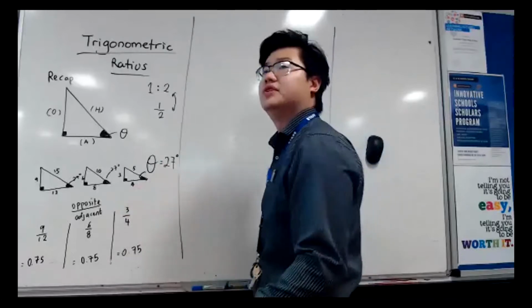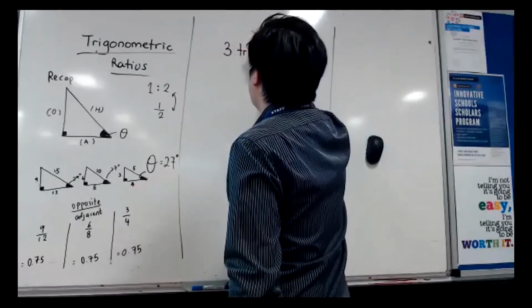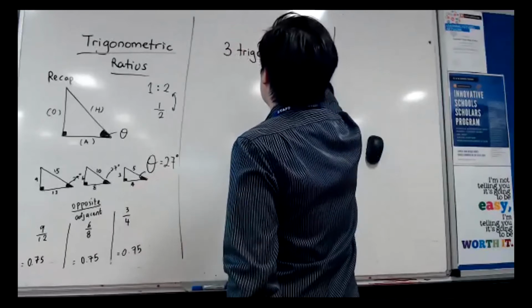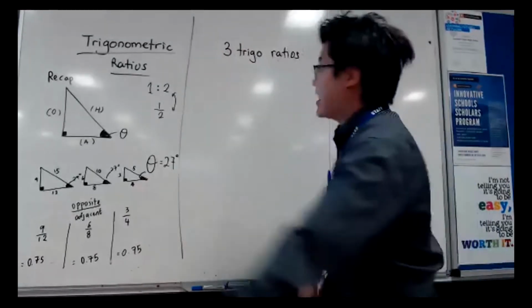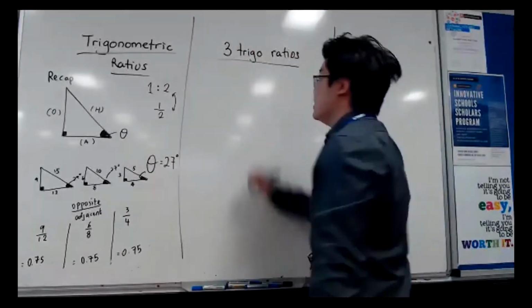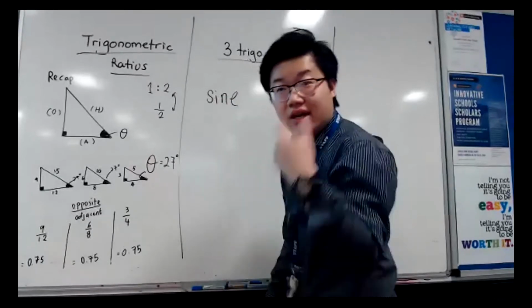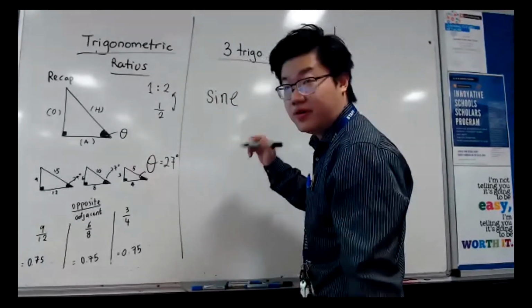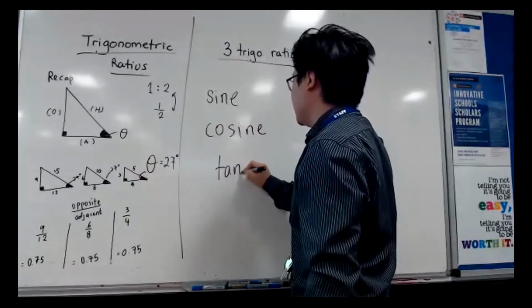Now, here comes the real deal. You have 3 trigo ratios. Trigonometric is too long for me, so I'll just summarize it into trigo. I believe that you must have, at some point, heard about these before: sine, cosine, and tangent.